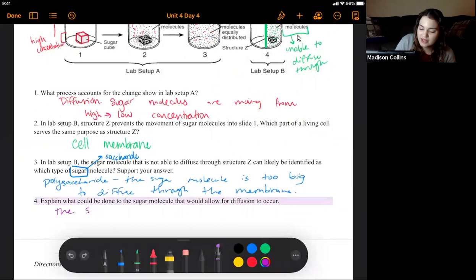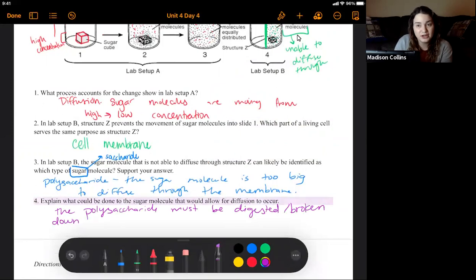Right? So the polysaccharide must be digested or broken down into smaller sugar molecules known as monosaccharides in order to be small enough to diffuse.